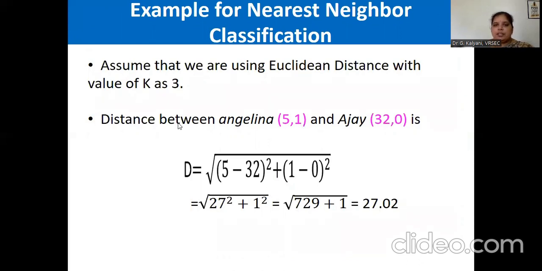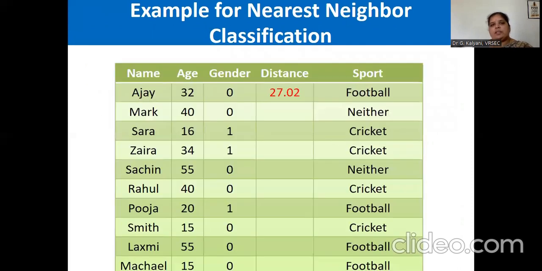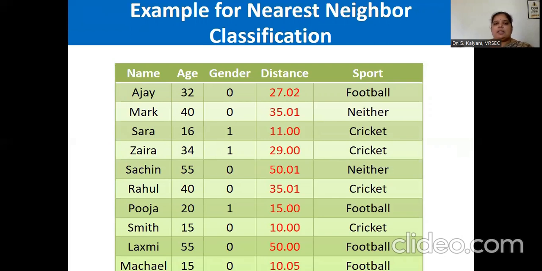So the calculation of Euclidean distance between these two is simply 5 minus 32 whole square plus 1 minus 0 whole square. So if I simplify all this, the distance is 27.02. So it means that for the given test instance, the distance with respect to the first training instance is 27.02. So similarly, calculate the Euclidean distance between the given test instance with respect to every training instance. So if we complete all those calculations, these are the different distance measures after evaluation.